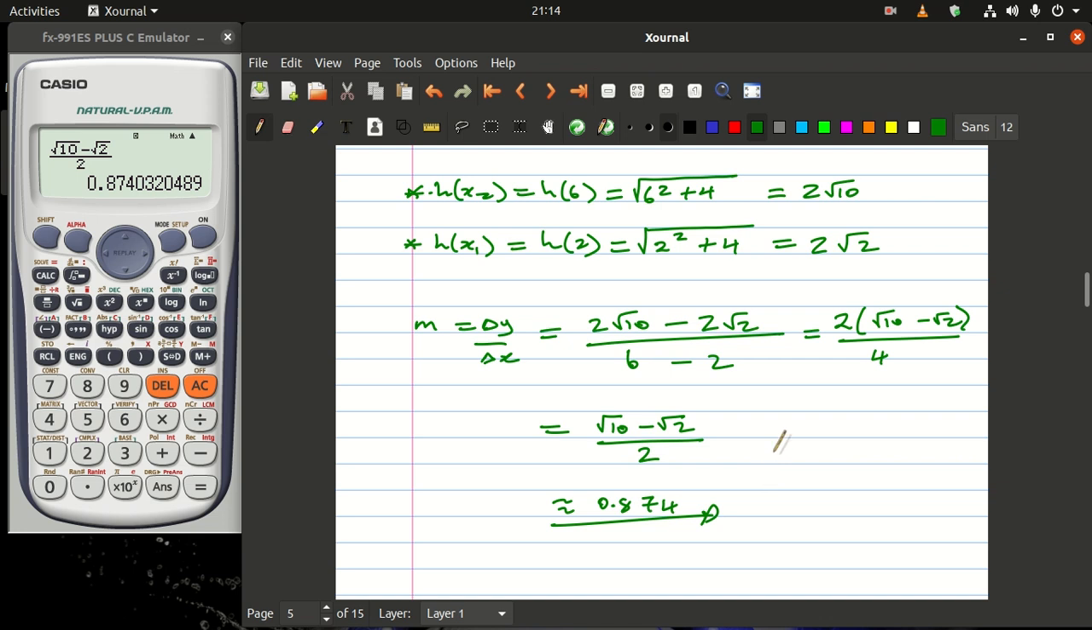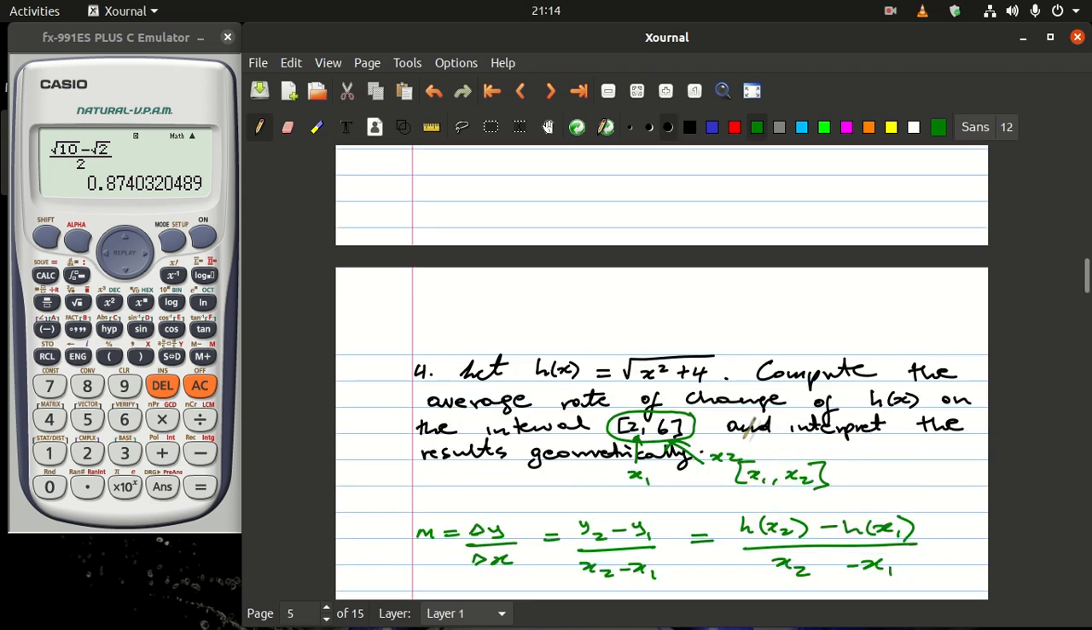What does this actually mean? It means that if you had drawn a graph like this, and then you pick these points here, on that interval, this curve is actually increasing on average.